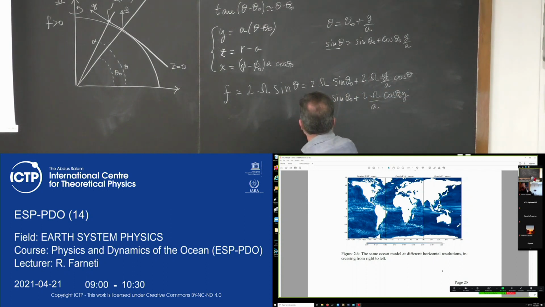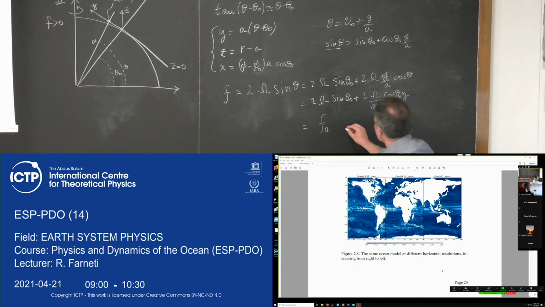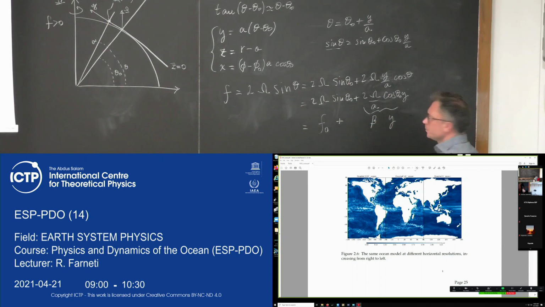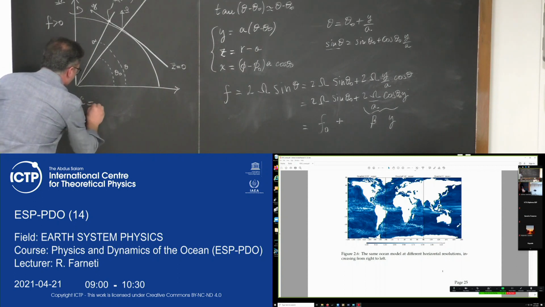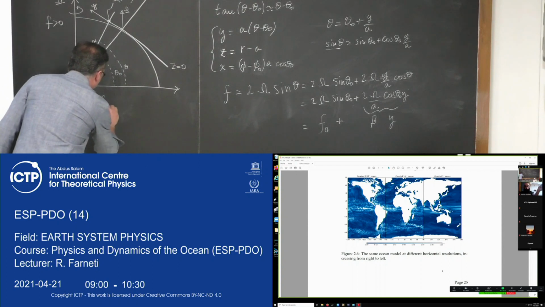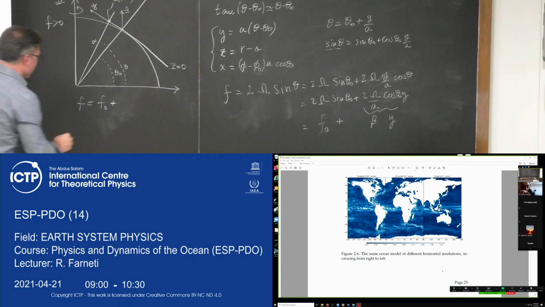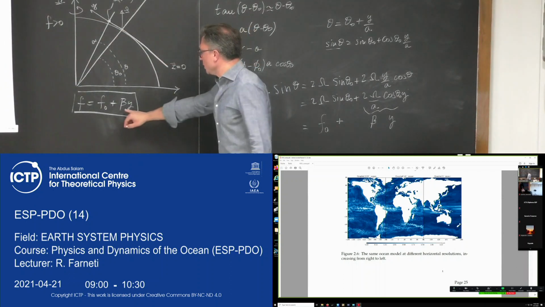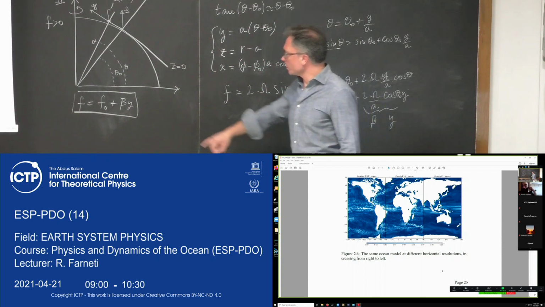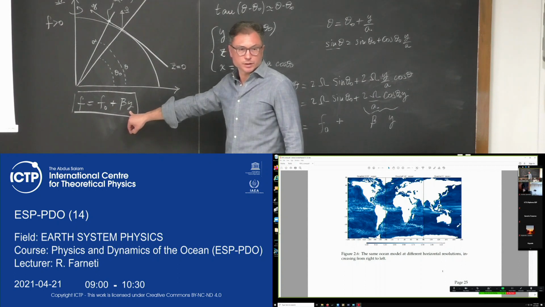So my f is now 2 omega sine of theta naught, and I will call that f naught, the Coriolis parameter at some latitude theta naught, where my beta plane is centered, plus, I will call this, beta y. Okay? So I'm using a beta plane so that I can go from f equals 2 omega sine of theta to f naught, because the beta plane is centered around the latitude theta naught, plus beta y. So the sphericity is retained because I have beta, and beta is the meridional gradient of f. But I work on a Cartesian plane. I work with y. I don't work with theta. So it's much simpler.